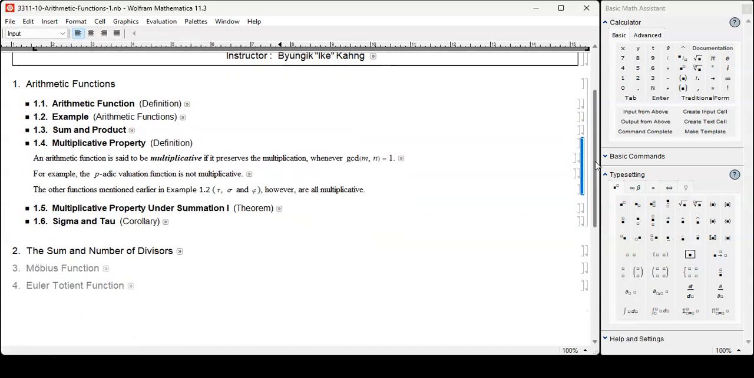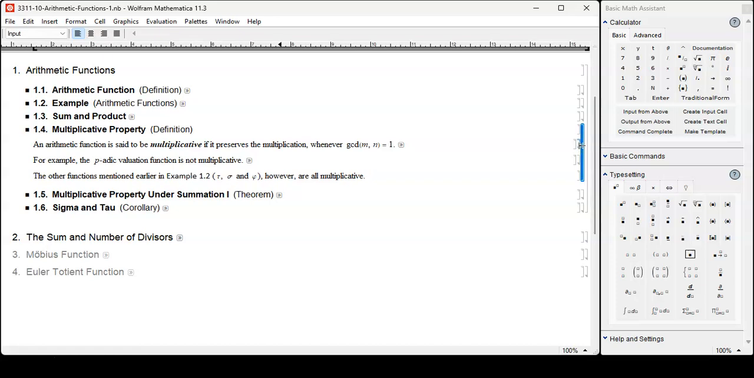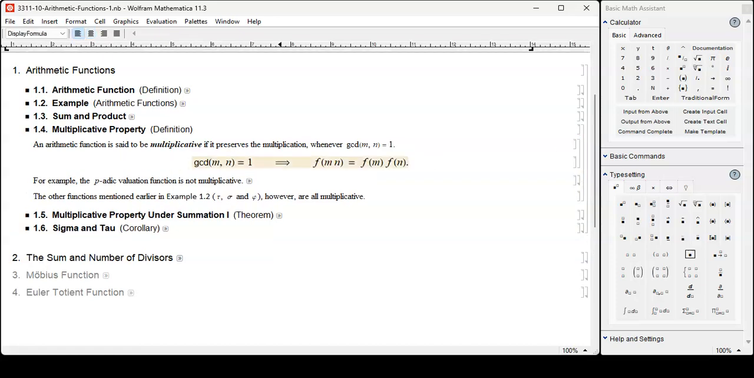What do we mean by saying an arithmetic function is multiplicative? It means this: the arithmetic function preserves the multiplication for any pair of positive integers that are relatively prime. That's what it means. Now, can you think of an example? In other words, examples of arithmetic functions that are multiplicative or that are not multiplicative.